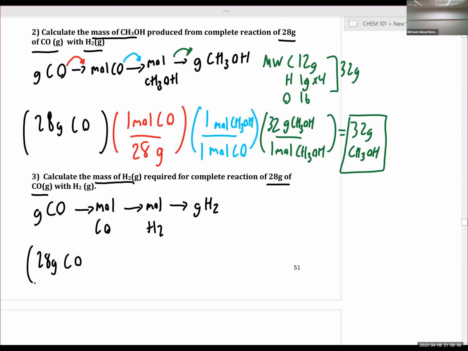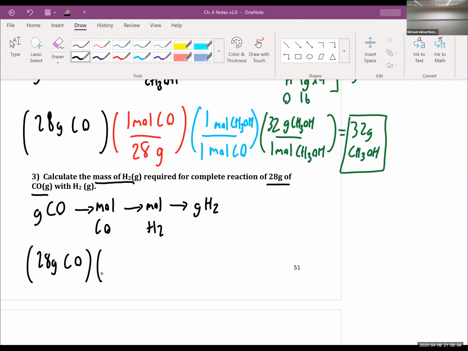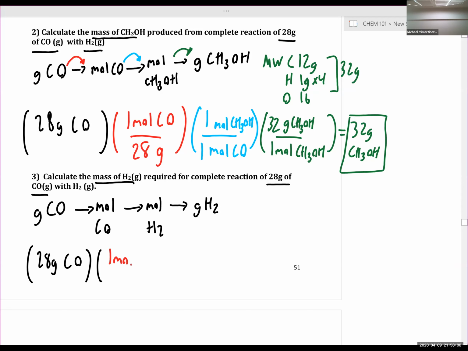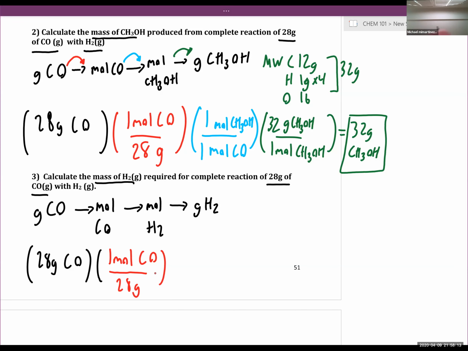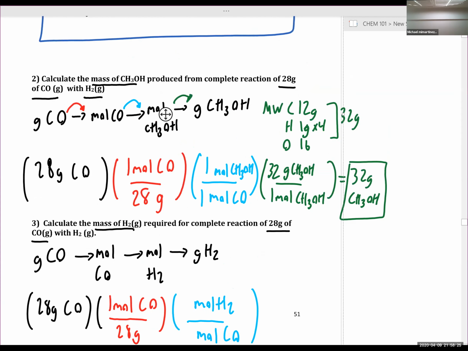Okay. So now that we have our solution map prepared, we're going to start with our 28 grams of carbon monoxide. And just like before, to go from grams to moles, we're going to divide by our molar mass. So we have 1 mole of carbon monoxide per 28 grams. Now for the interesting part. How many moles of hydrogen do we need to react with how many moles of carbon monoxide? So let's take a look at our equation.